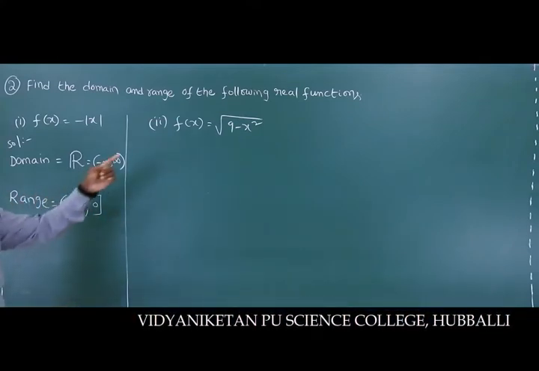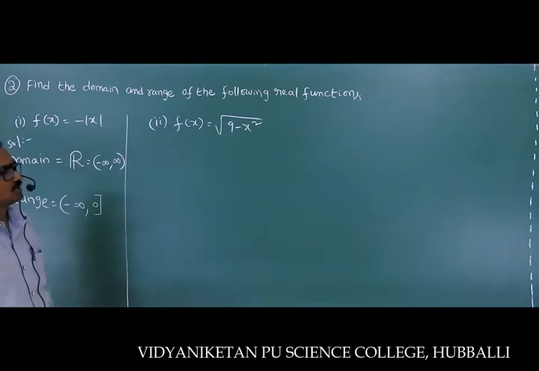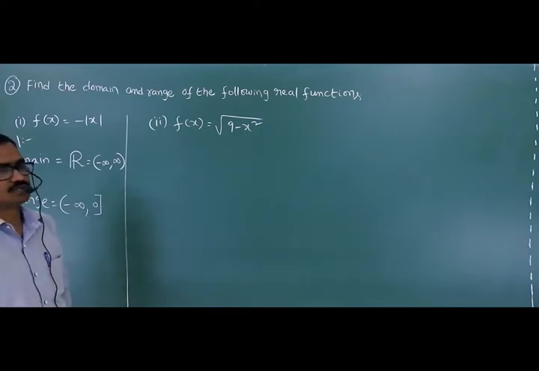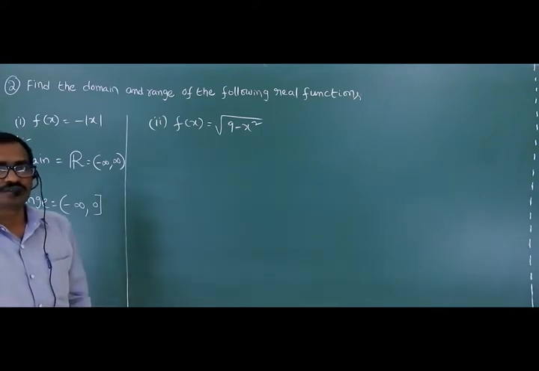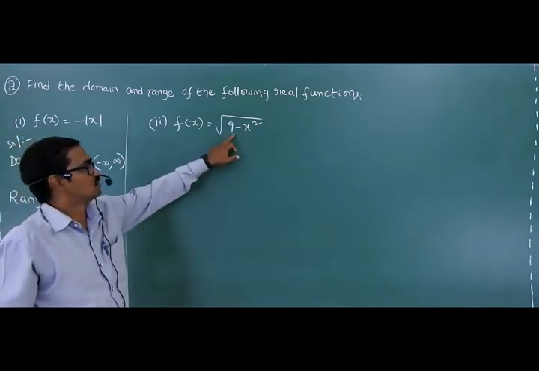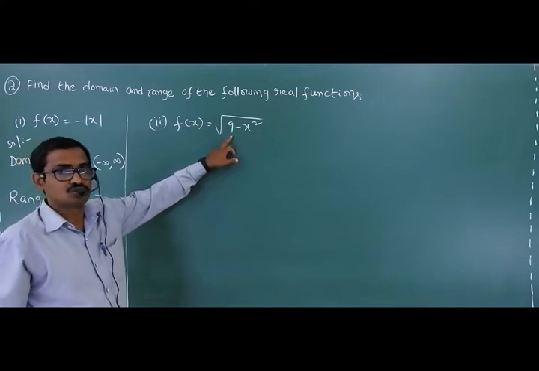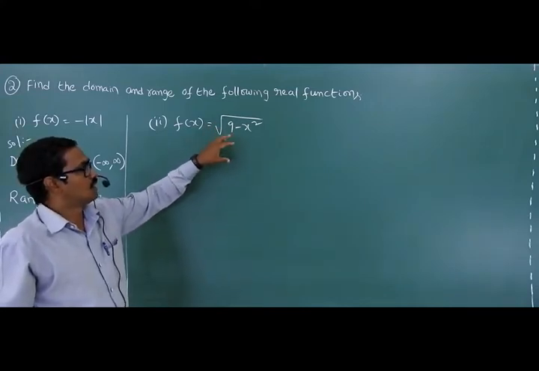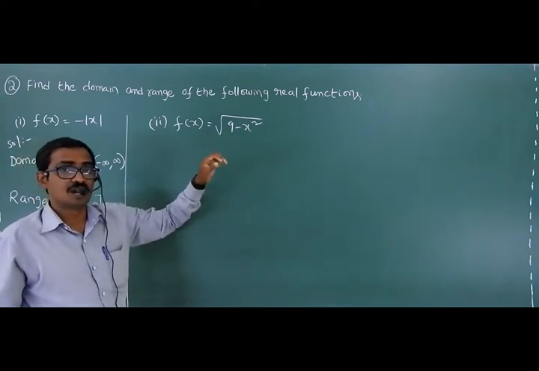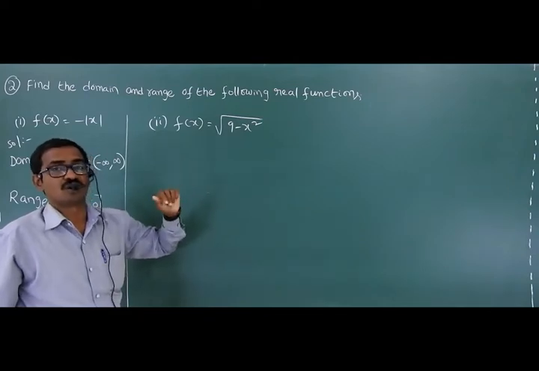Find the domain and range of the real function f of x is equal to root over 9 minus x square. Root over 9 minus x square is also called a square root function. It is defined when 9 minus x square inside is greater than or equal to 0. Then only it is defined. Otherwise it is not defined.